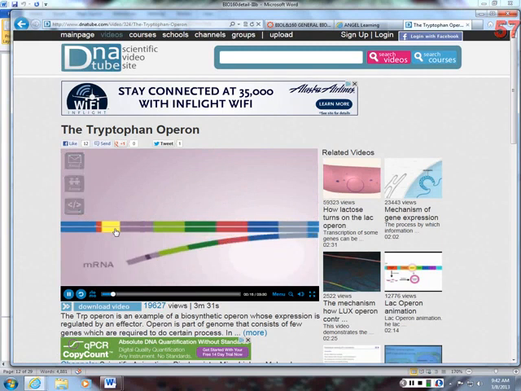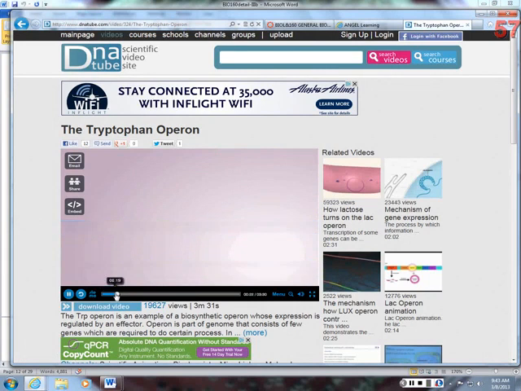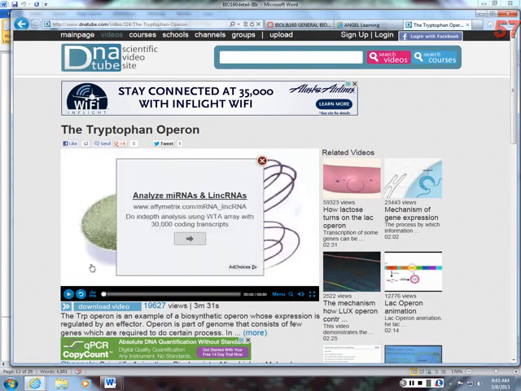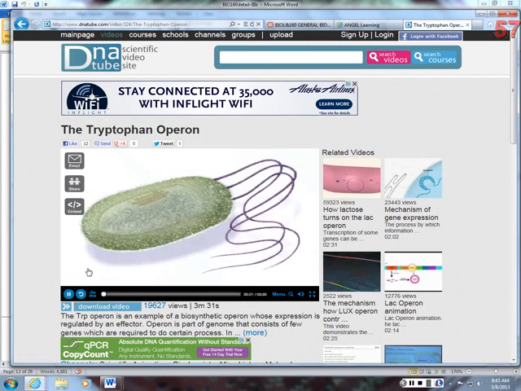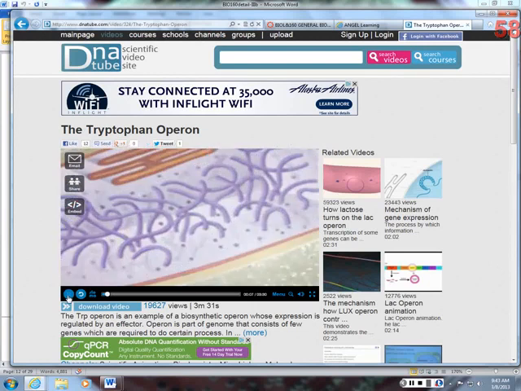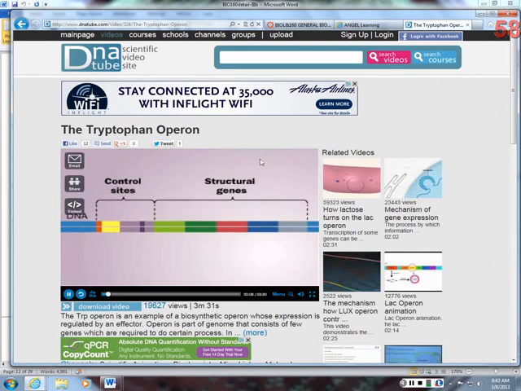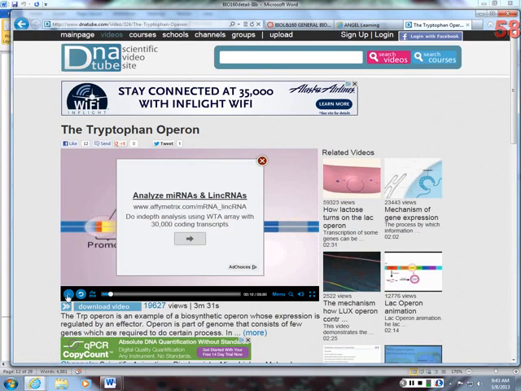Okay, so I'm going to put it back to the beginning so I can explain what is going on in here. No, it won't get any louder. That's why I get to explain it to you. So you've got your control sites in there, your RNA polymerase that's going to attach on there. Okay. Stop and go back to the beginning.